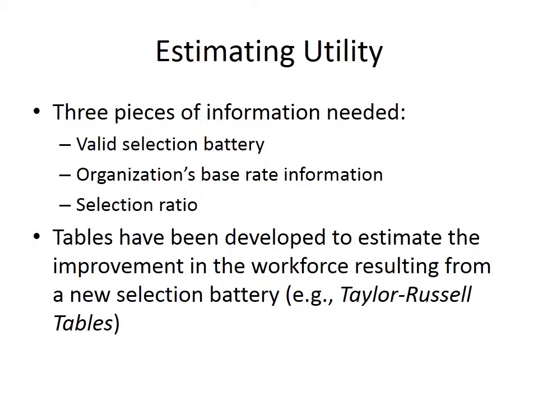So when we're estimating utility, we're generally needing 3 pieces of information. We need the validity of the selection battery, the correlation coefficient. We need the base rate information of what the organization's success in hiring was prior to our new selection battery. And finally, the selection ratio, how many people are actually applying compared to how many openings there are. And there's a lot of tables that you can actually find. There's books that have been written on this. The Taylor-Russell tables are often used in estimating utility, and that's what we're going to look at next.